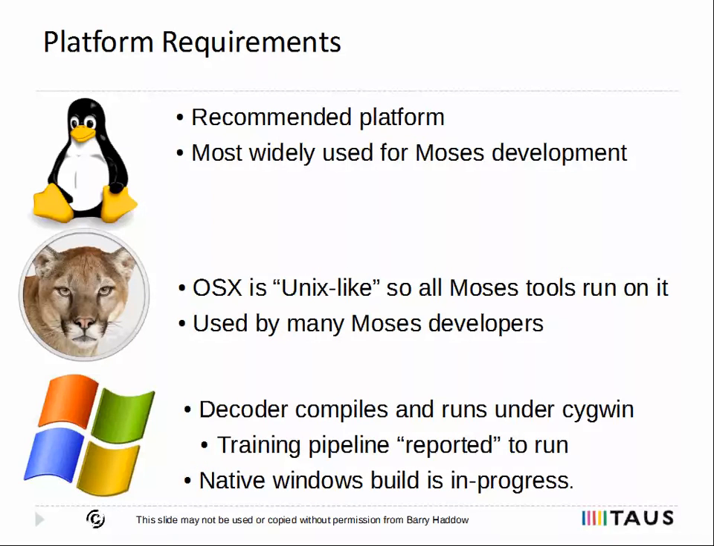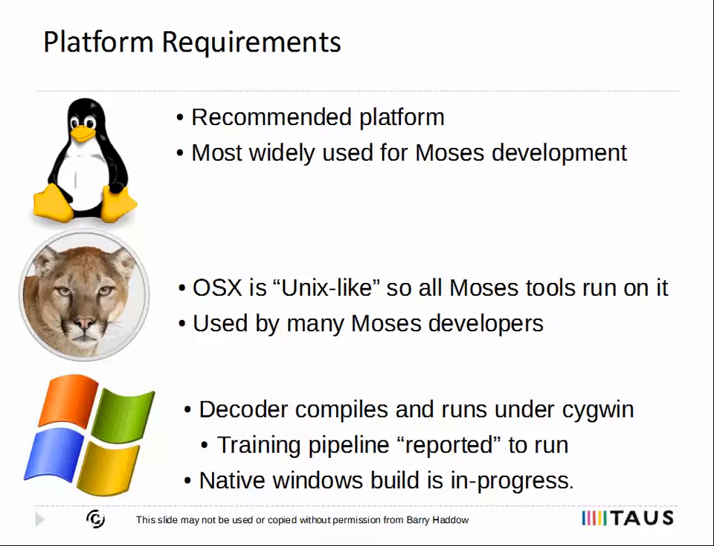The development of Moses is usually done on Unix-like operating systems, in other words, Linux and OS X. So we find that most people developing Moses use one of these OSs, and most people building translation systems with Moses use Linux. Specifically at Edinburgh, we use OpenSUSE version 11.3 and Scientific Linux 6, but any up-to-date mainstream Linux should work fine. Moses should also work under Cygwin, but a native Windows build is a little bit trickier.